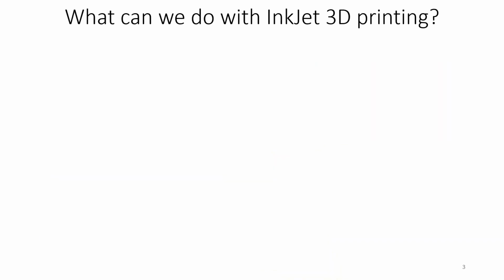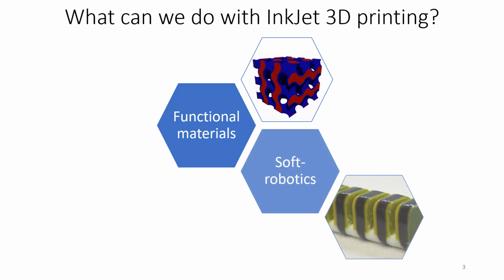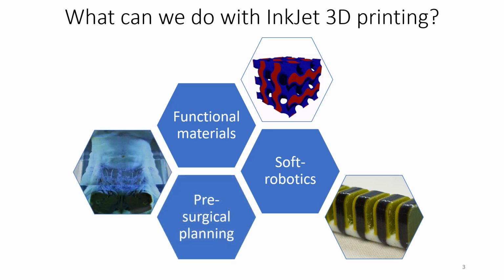So what can we do with inkjet 3D printing? Well, one big application is functional materials. So combining materials with different properties together in a single part to engineer some kind of behavior. One of the big applications of that is soft robotics or compliant mechanisms. And then finally, we're also going to talk about this in pre-surgical planning models.